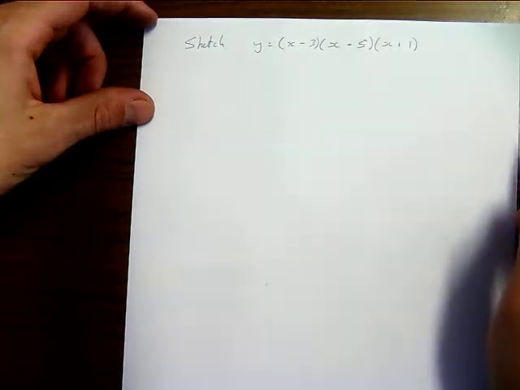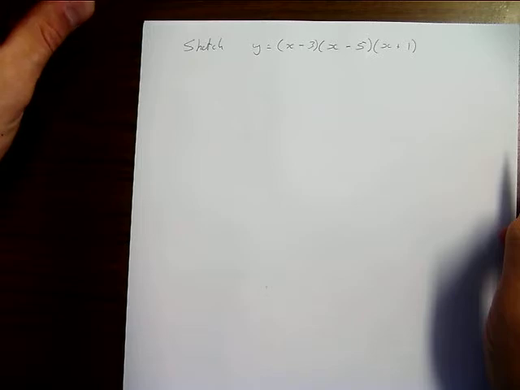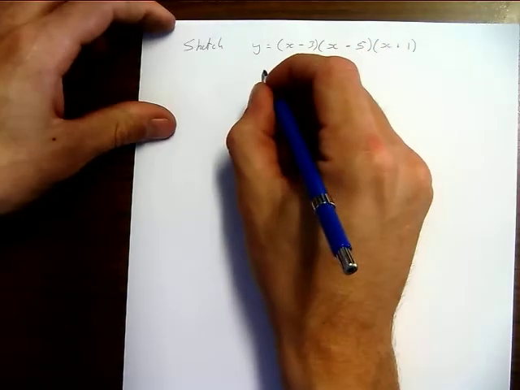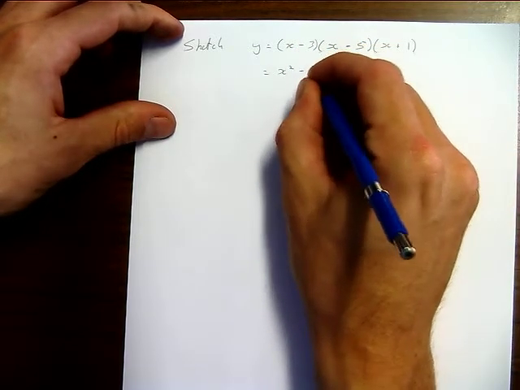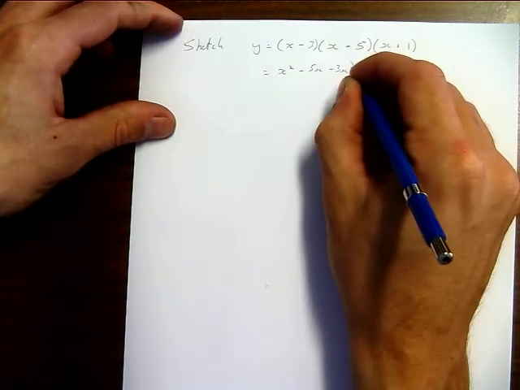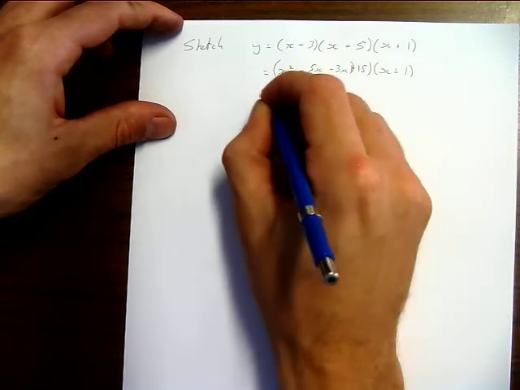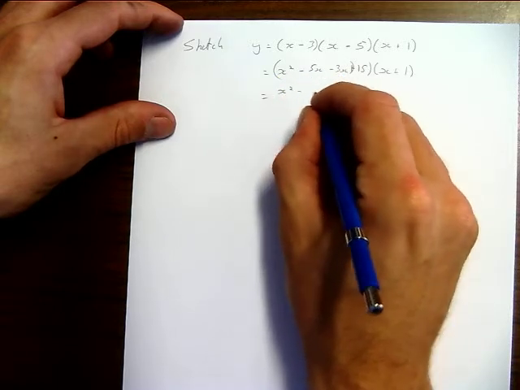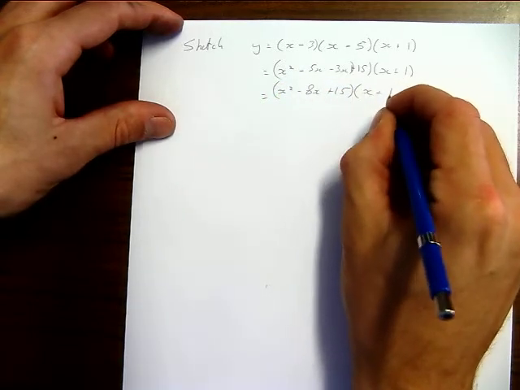Okay, so that's a cubic, obviously. What we'll do is expand that out. So we get x squared, take 5x, take 3x, plus 15, and x plus 1. So we end up with x squared, take 8x plus 15, with x plus 1.